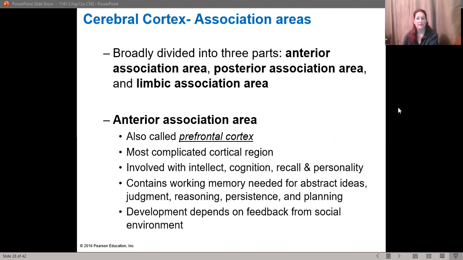It is the most complicated cortical region. It's involved with intellect, cognition, recall, and personality. It contains our working memory needed for abstract ideas, judgment, reasoning, persistence, and planning. So our anterior association area, our prefrontal cortex, contains the area that we think of when we think of being human. If it were to be damaged, we could have a different personality.